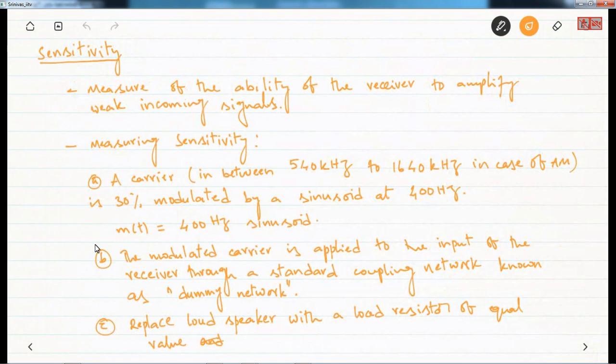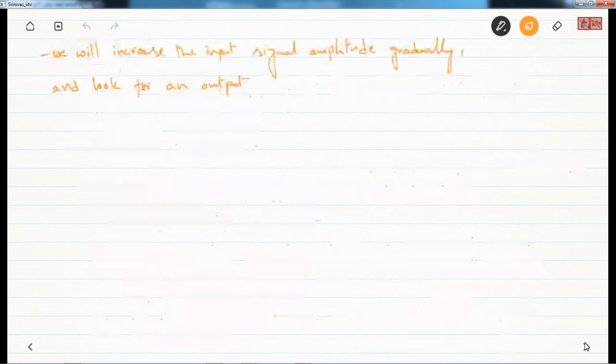Measuring the sensitivity: you apply the input signal, you modulate, you generate a modulated signal, and apply that signal through a dummy network to the input of the receiver, and then at the output replace the loudspeaker with a load resistor of equal value. So we have removed the loudspeaker and connected a load resistor, and then what I was saying is increase the input signal amplitude gradually and look for an output power of 50 milliwatt.